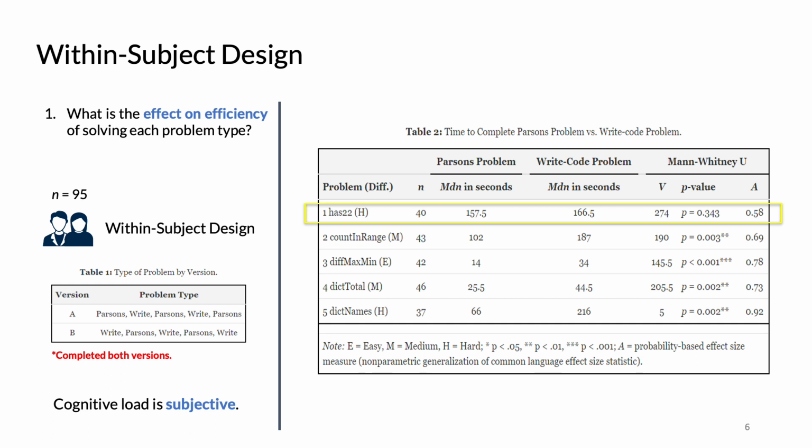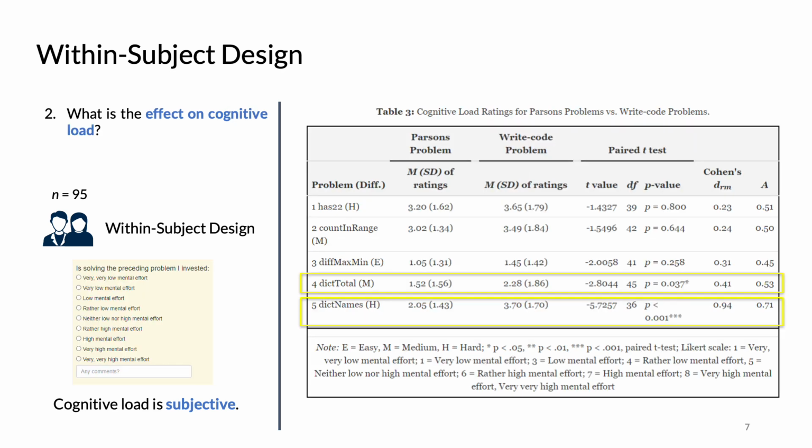Problem 1, ASCII 22, was not significantly faster to solve as a Parsons problem. The given solution was unusual, and our findings support this claim. Please see the paper for more information.